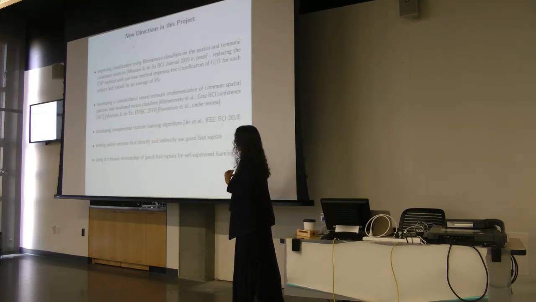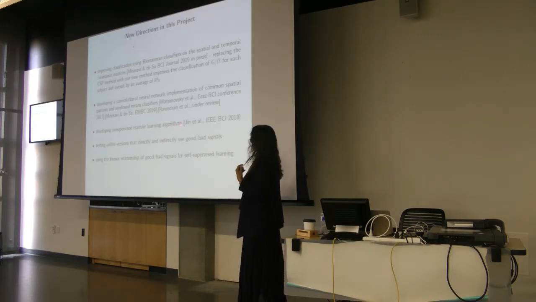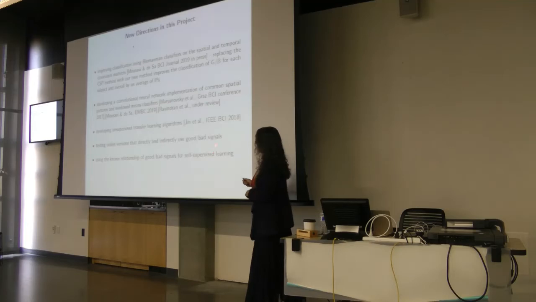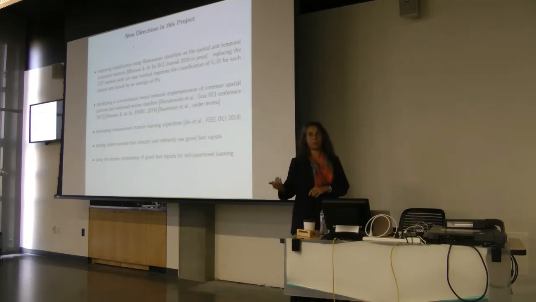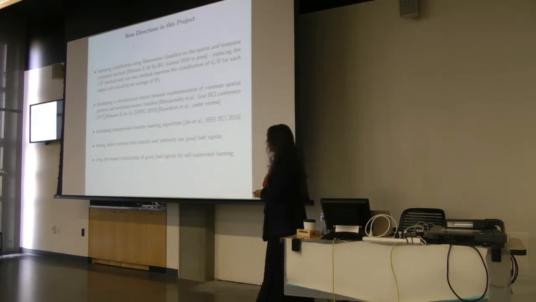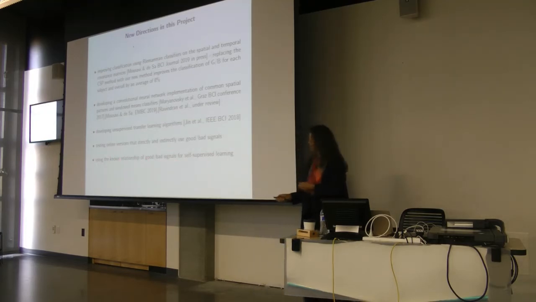And then we're also looking at unsupervised transfer learning algorithms. All of these were trained on a per subject basis, but it's interesting to be able to move classifiers from one subject to another. And now, excitingly, we're testing online versions, so real online, that directly and indirectly use the good-bad signals. And we are finding that good-bad control is working. When we allow the good-bad to help control, they do a lot better. This we have not started yet, but I'm very interested in using the known relationship of good-bad signals for self-supervised learning.